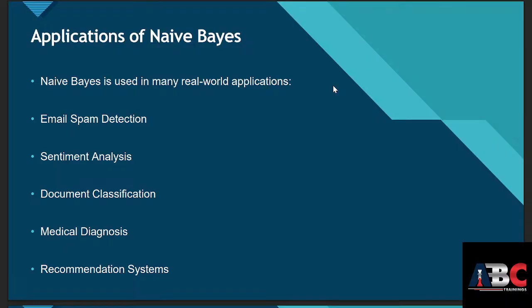Applications of Naive Bayes. Naive Bayes is used in real world problems to solve prediction tasks. It is widely used in many real world applications because of its simplicity, efficiency, and strong performance, especially with text data and classification tasks. Below are some of the applications where Naive Bayes plays an important role. Email spam detection. One of the most famous applications of Naive Bayes is email spam filtering.